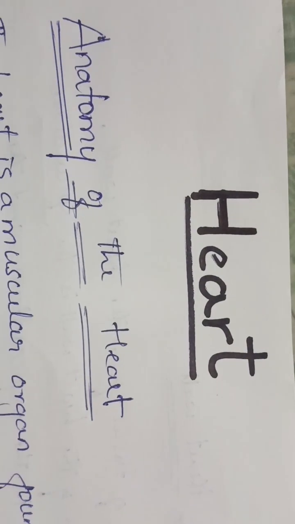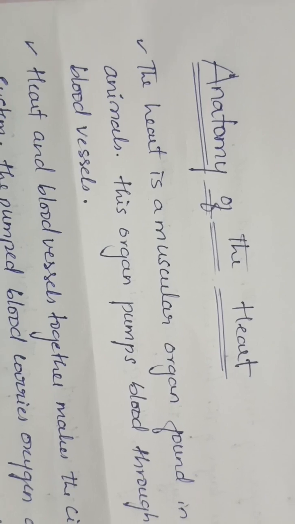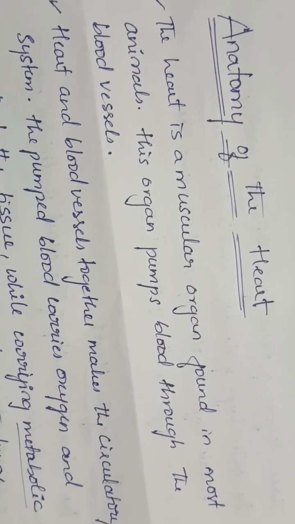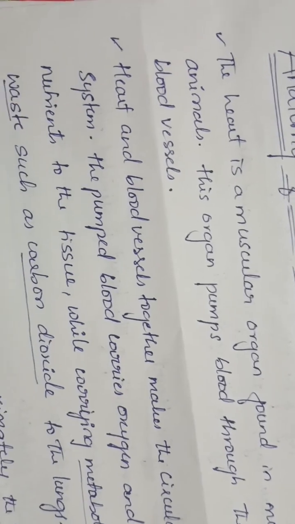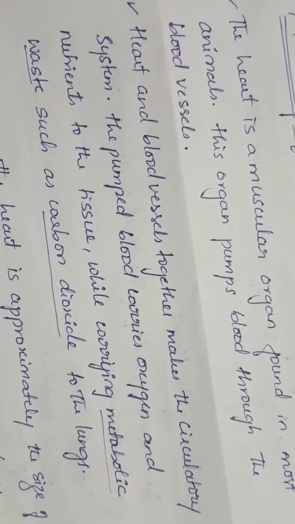Today we will study about heart. Anatomy of the heart. The heart is a muscular organ found in most of the animals. This organ pumps blood through the blood vessels. The heart and blood vessels together make the circulatory system.